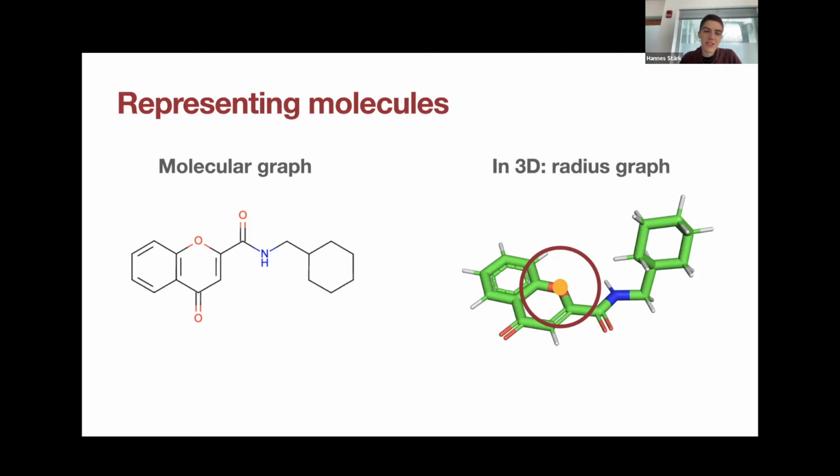You have your atoms as the nodes, and you connect them with edges based on the bonds between them. And yeah, this is a graph. And now we can use a GNN operating on that to make our predictions.